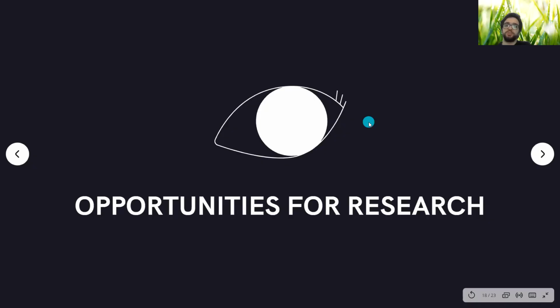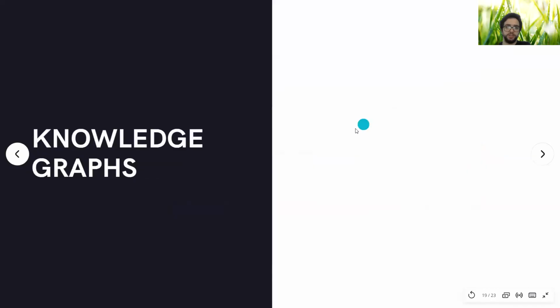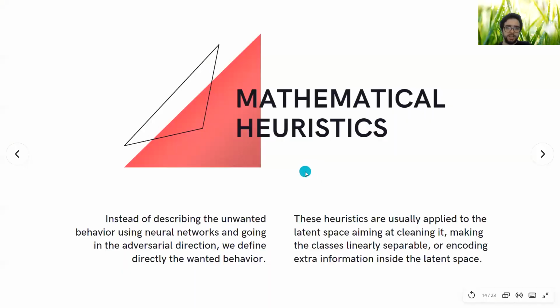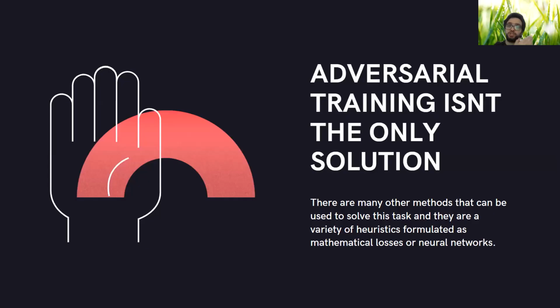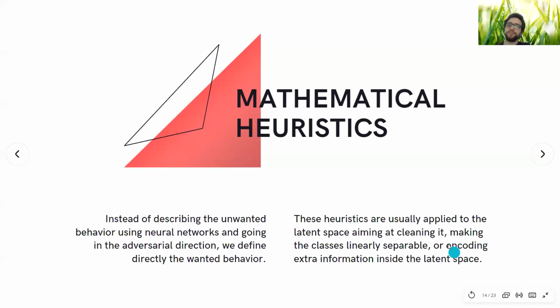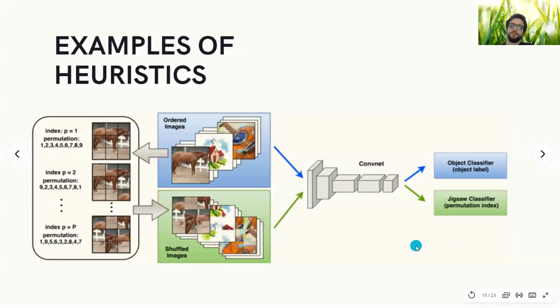This allows the model to perform much better results at classification, both for the source data and for the target data, both for training and deployment. Adversarial training, again, is not the only solution for domain adaptation. There are many tricks and heuristics that you can apply that are some mathematical losses and neural networks. We can see an example in here.